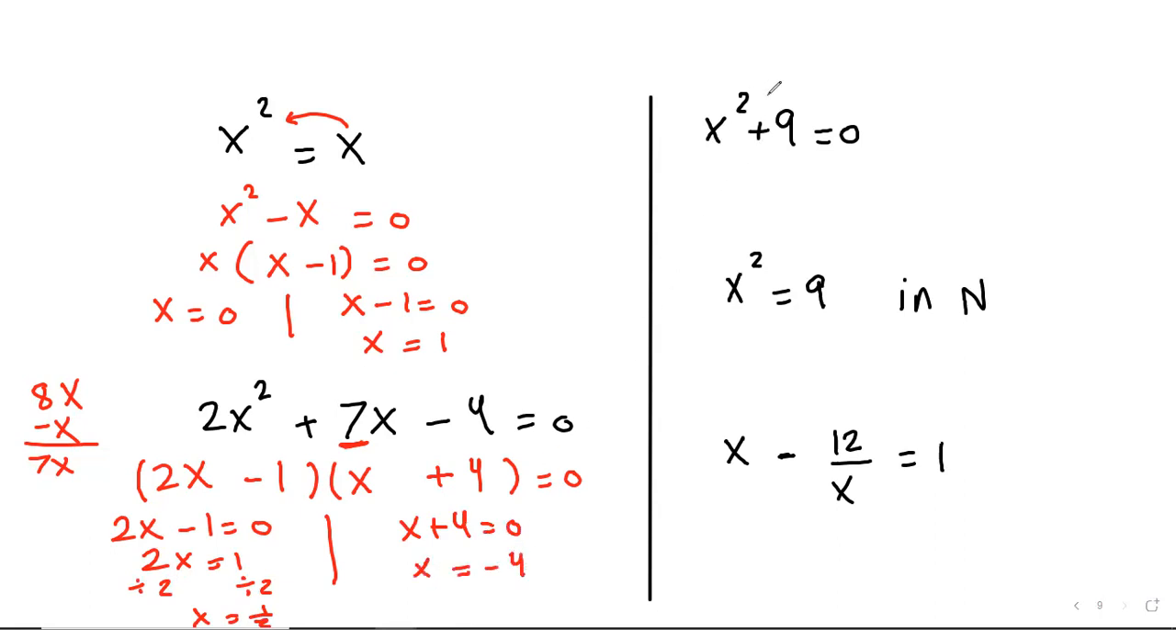And this one, x to the power of 2 plus 9 equals 0. We couldn't factorize it. And if you move 9 to the other side, you'll get negative 9. There is no square root for a negative number. So the solution set is empty in this case.